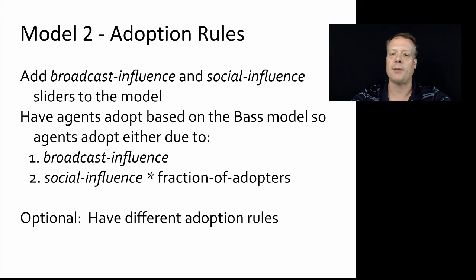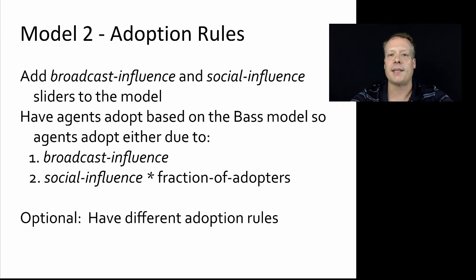So the agents adopt either due to broadcast influence or due to social influence times the fraction of adopters. You could also come up with a bunch of other adoption rules if you wanted to, as an optional extension. There's some work by Granovetter and Watts and others on something called the linear threshold rule, or you could look at the work of Goldenberg and others on the independent cascade rules. Those are other rules that could all be adopted for this model. That's beyond the scope of this particular model construction, but I'm happy to discuss those.